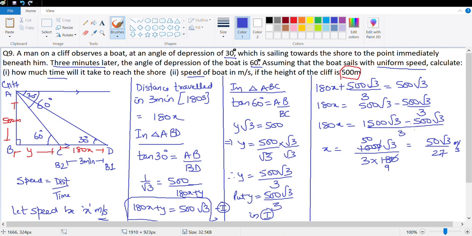Let's divide and see what we get. So 50 into 1.732. So 1732 into 5, that's 10, 16, 36 and 8. So x is equal to 86.60 upon 27 meter per second. So another division is required. Let's divide this on the next page.